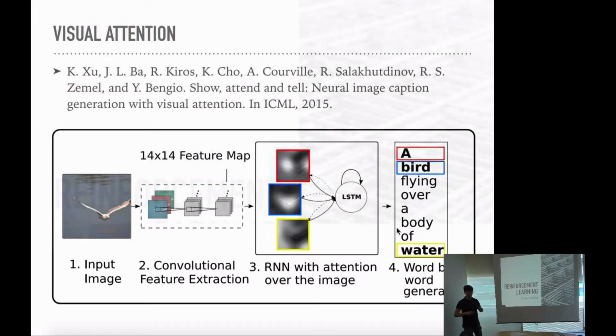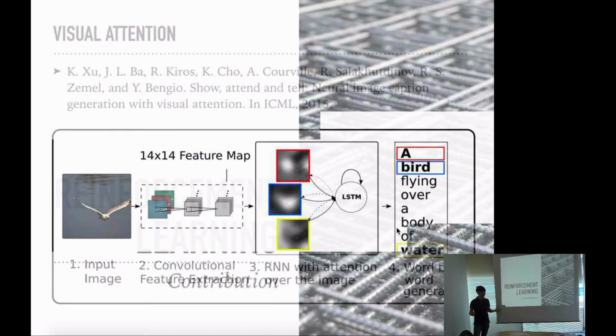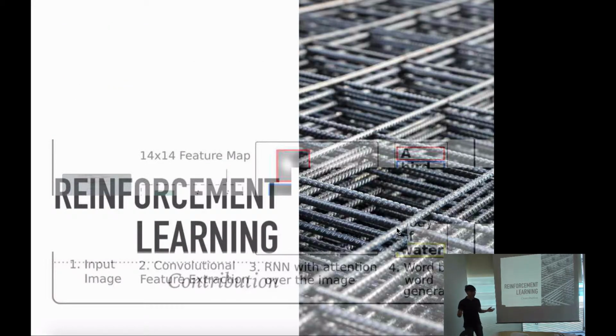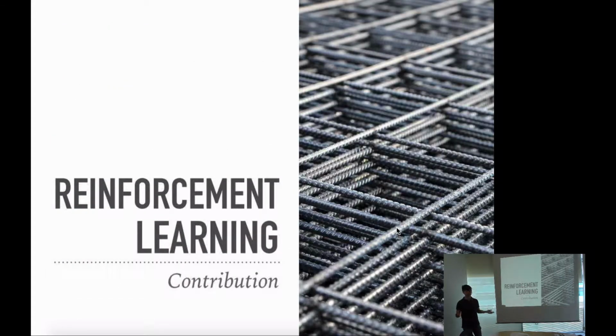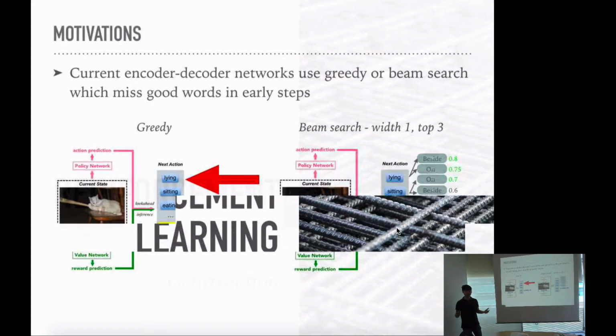So now this is a totally new branch of image captioning, and it's a novel way of doing it by using reinforcement learning. And I think, as far as I know, it's the first one to use it in image captioning. So what is the motivation behind using reinforcement learning?